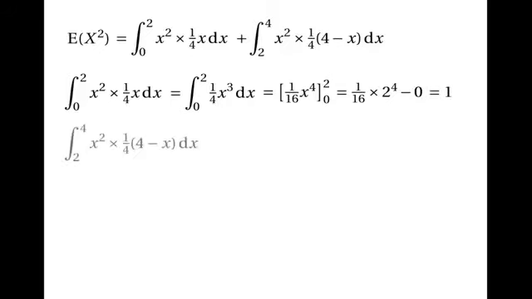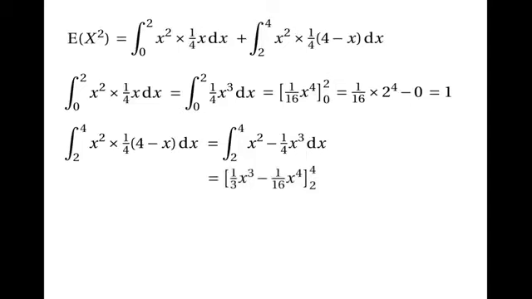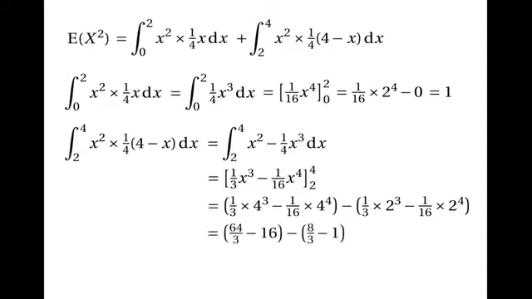The other integral that we need to do is the integral of x squared times a quarter of 4 minus x evaluated between 2 and 4, and that's the integral of x squared minus a quarter of x cubed evaluated between 2 and 4, which is a third of x cubed minus a 16th of x to the power 4 between 2 and 4, which if you work it out turns out to be 11 thirds.